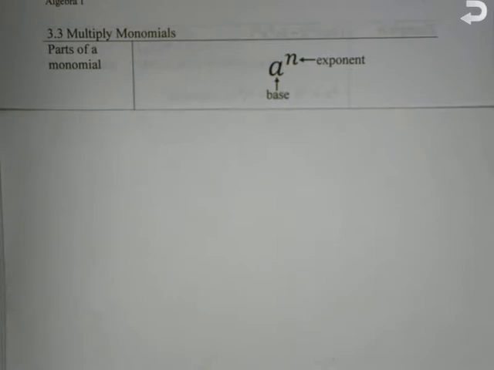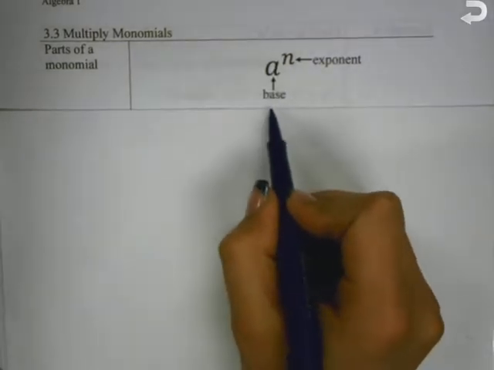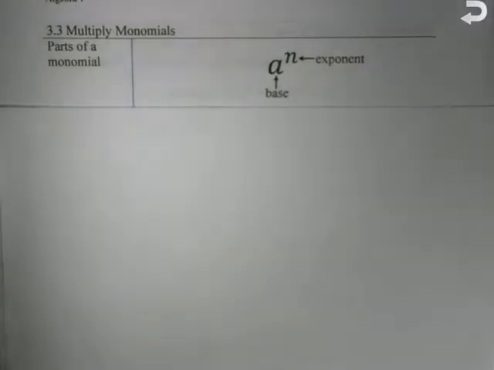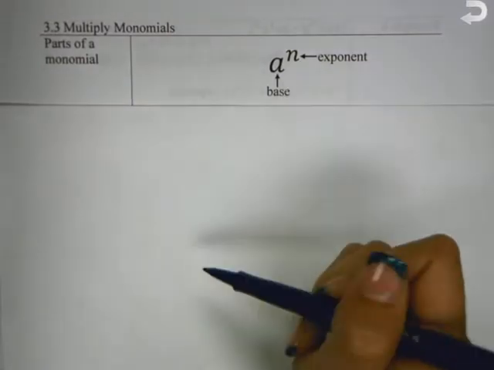So there are several parts that we need to know. This, we call it the base. The number that is being raised to the exponent is called the base. The exponent is the small number on top, which you all already know. But we do call this the base.